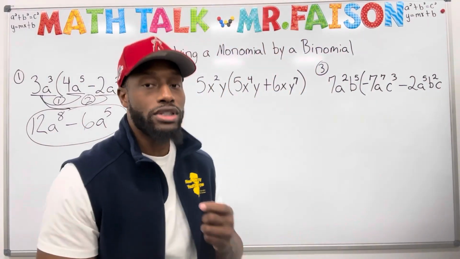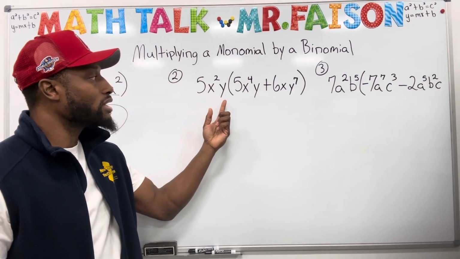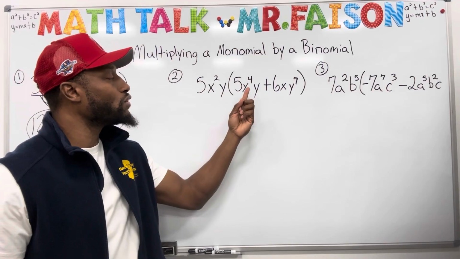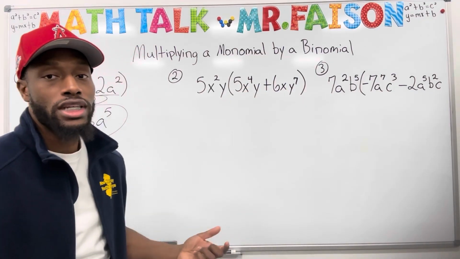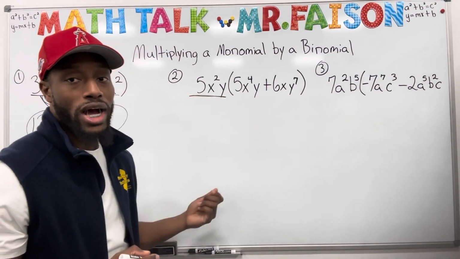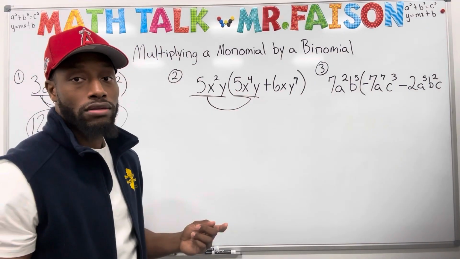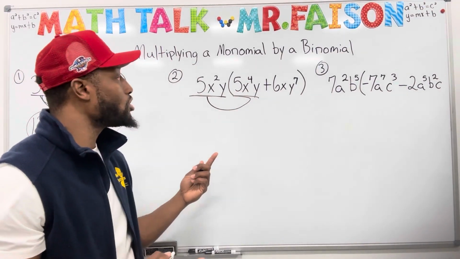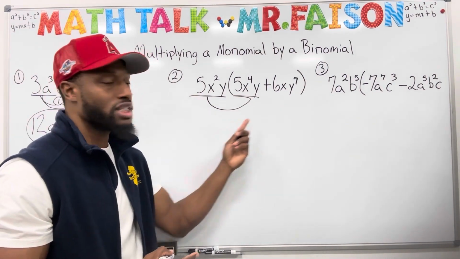Let's hop on over to problem number 2. So what I'm looking at is 5x squared y times the quantity 5x to the 4th y plus 6x y to the 7th. So I'm going to start off the same way. I'm going to multiply this 5x squared y times 5x to the 4th y, right? Distributive property, that's what this is called. I have to multiply this by everything on the inside of the parentheses, just piece by piece.